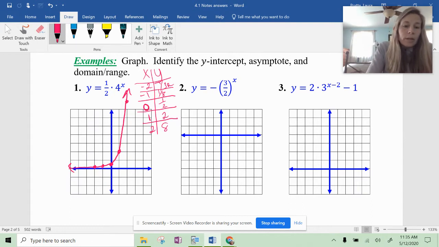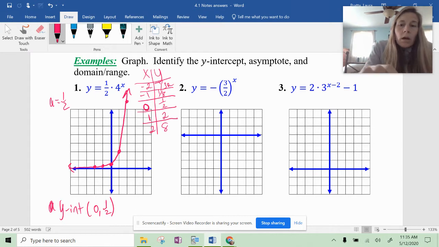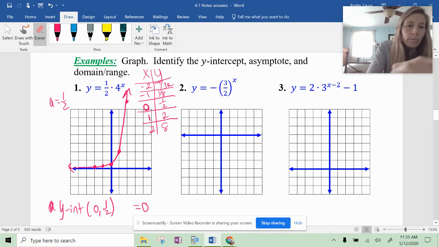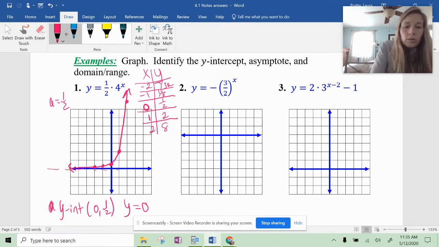Okay, so a couple things here. So I know that my a value, right? I'll write it up here actually, was 1/2. So that tells me that my y-intercept was 0, 1/2. The asymptote is x equals 0 here. We can see that, or I'm sorry, actually, y equals 0. Okay, it's this horizontal line, which is, in this case, the x-axis.